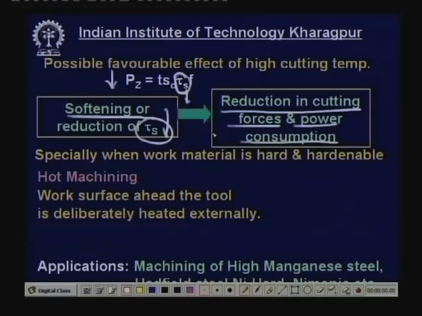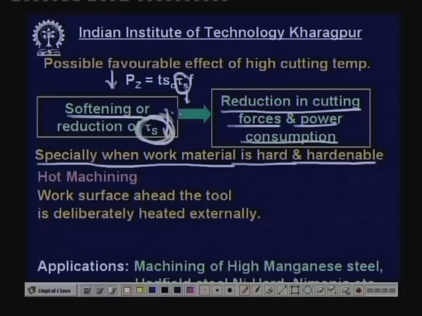Now, it can happen especially when the work material is very hard and strong, that is tau s is very high, very difficult to machine, and hardenable, becomes harder along with the growth of machining. Because of this reason, the possibility of reduction of tau s and resulting reduction of PZ is often exploited in what is called hot machining.